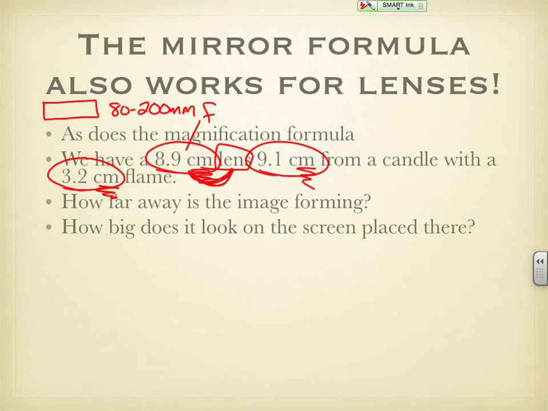Okay. So here it says the lens is this far away from the candle. Well, the candle is my object. So if the candle is the object, that's the o, then we're going to measure from the lens to the object. So yes, this is going to be the do. Now, the flame of the candle is also the object. So this is the height of the flame. So this is the ho.